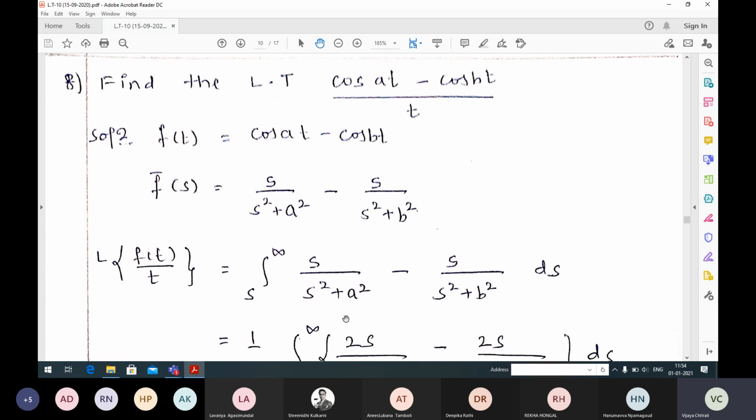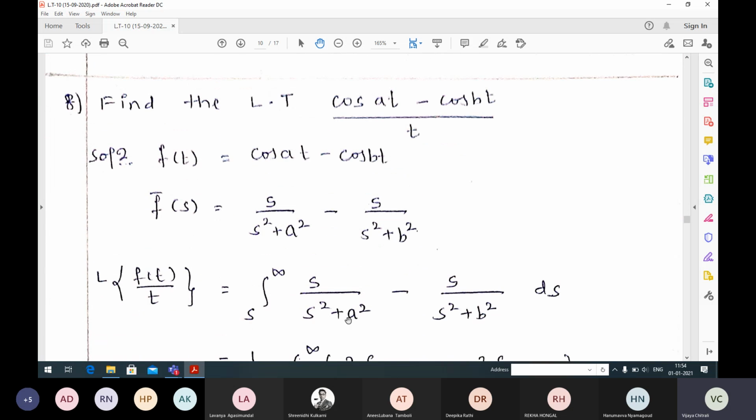Now move on to the next example. It is a very important one that appears many times in question papers. Here a and b are constants, and in place of a and b they may give numerical values like 2, 3, 4, 5. Find the Laplace transform of (cos at minus cos bt) divided by t. So f of t is equal to cos at minus cos bt. How is it?